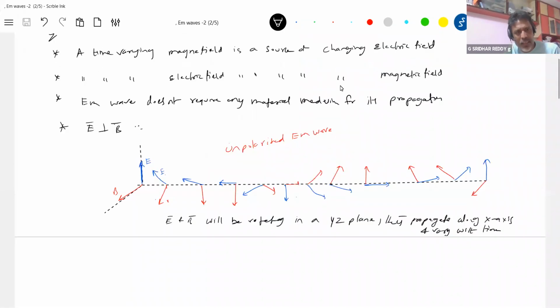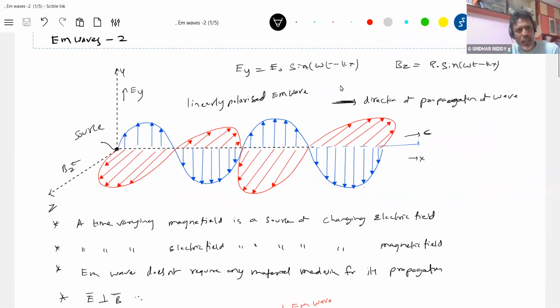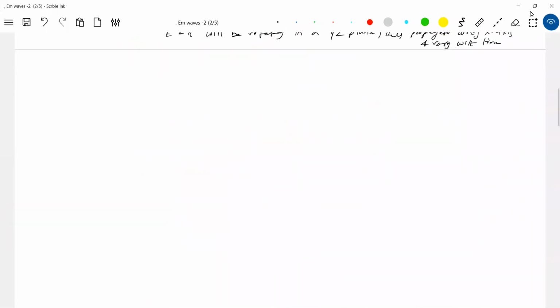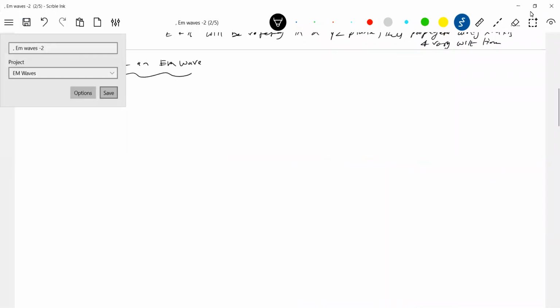Okay, now I'm interested in this, as we know from electrostatics: in a region where there's an electric field, there must be energy. In a region where there's a magnetic field, there must be energy. So I'm now interested in the energy of an EM wave. What we know is the energy density formula. So I'm deriving an expression for the intensity of an EM wave.